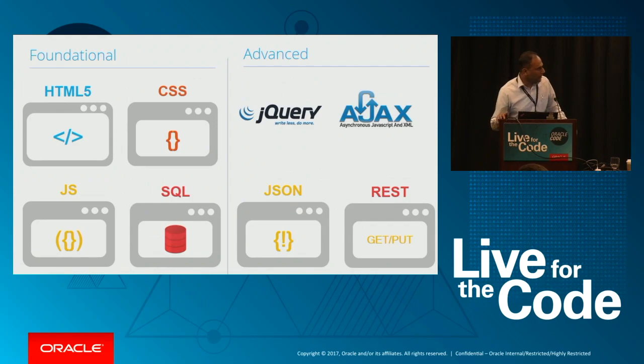What kind of skill set do you need to be able to use this platform? Foundational: some knowledge of HTML, CSS, JavaScript, SQL. Again, it's a database-centric platform, so whatever you do in the database can be exposed through a web layer, which can be accessed either through a browser or through a mobile device. Advanced, if you want to do some fancy stuff, then you get into things like jQuery and JSON and REST. That's when you are integrating with other JavaScript libraries. In my case, I wanted to use the Oracle JET visualization components, so I had to dig in a little bit and learn a little bit of Knockout and other stuff to be able to integrate that.